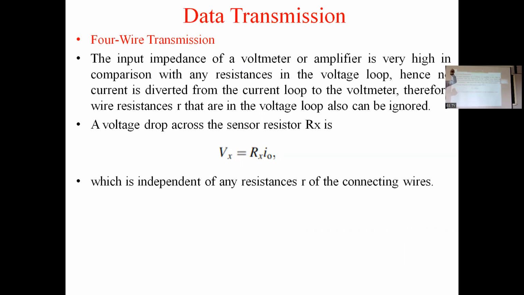The current loop मध्ये जनरेट होणारा करंट voltage loop कडे डायव्हर्ट होणार नाही, because voltmeter चा maximum impedance आहे. Maximum impedance आहे म्हणजे त्याच्याकडे करंट जास्त येईल का? नाही. So that means current will not be diverted from the current loop to the voltmeter. Therefore, wire resistance r that is in the voltage loop can also be ignored, because the voltmeter or amplifier has a maximum internal impedance.